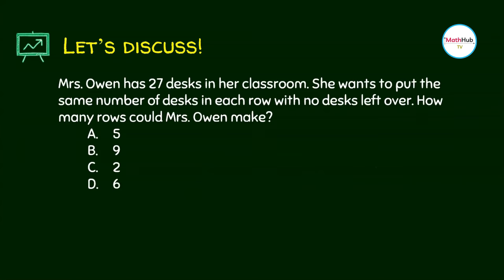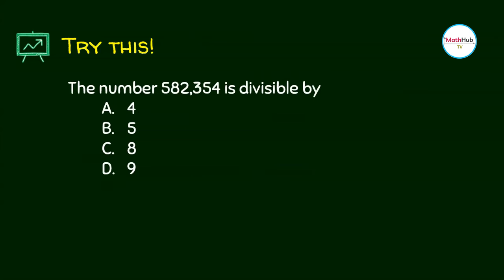Next, Mrs. Owen has 27 desks in her classroom. She wants to put the same number of desks in each row with no desks left over. How many rows could Mrs. Owen make? What kind of question is this? This is just a matter of finding out which of these numbers can divide 27, right? And what is the answer there? The answer is letter B, because 9 can divide 27. Okay, because it says here that there is no desk left over. So meaning to say there should be no remainder.